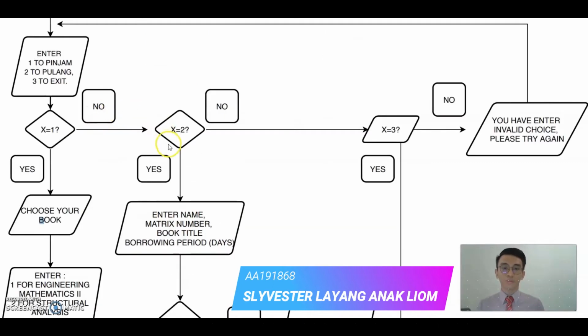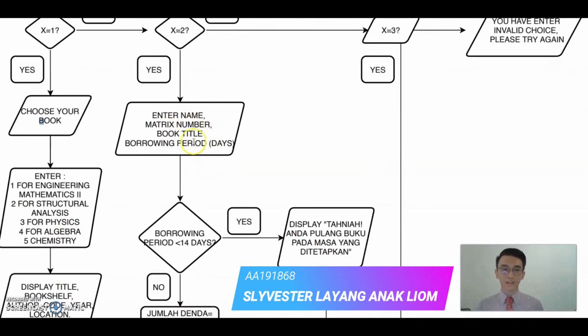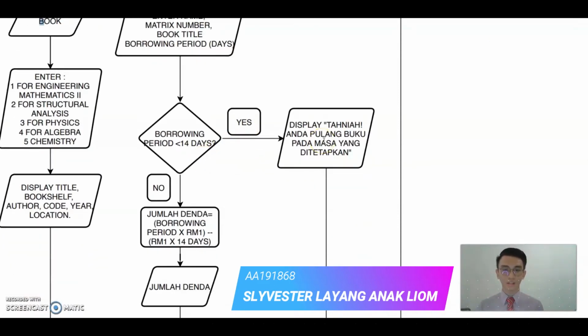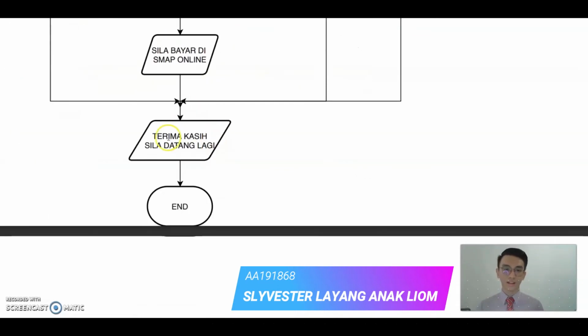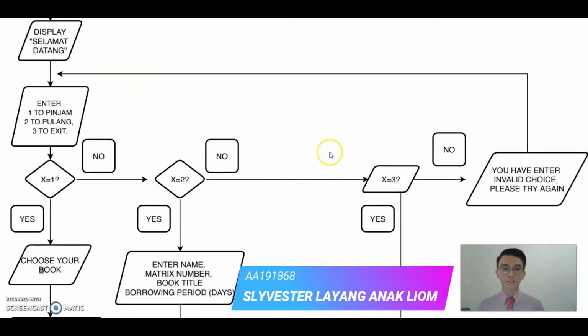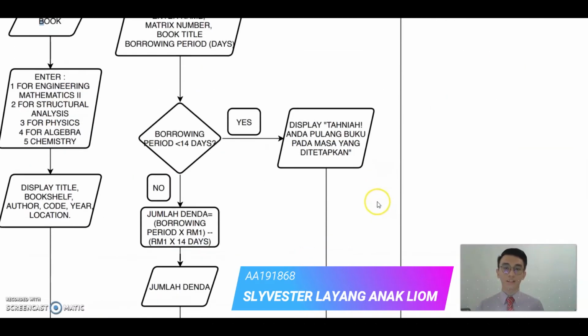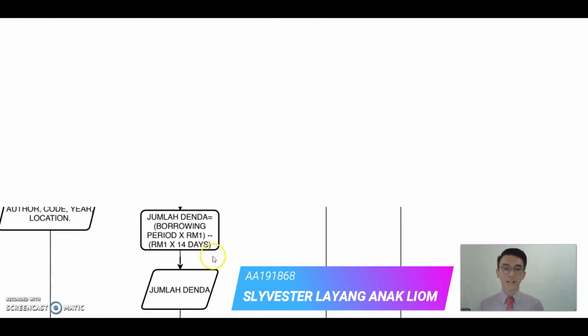If they want to return the book, they need to enter their name, metric number, the title, and the period. If less than 14 days, they display thanks, and if not, they will need to pay the forfeit. And "Terima kasih, selamat datang lagi." Or if they want to exit, yes, they will display "Terima kasih, selamat datang lagi."